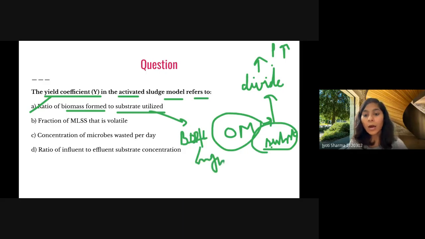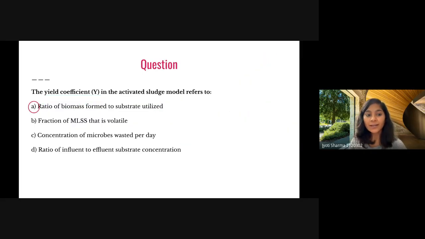So how much substrate or organic matter we should have in the polluted water so that microorganism can divide and replicate, and what is the ratio between this? The biomass formed, so microorganism will grow in the presence of substrate. So how much substrate is utilized to form the microorganism? So this will come under the yield coefficient. So A is the right option.